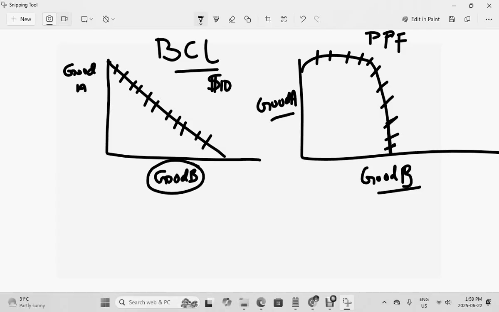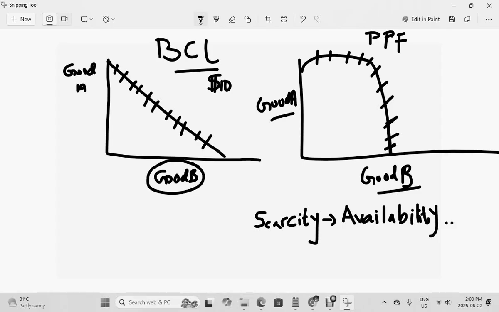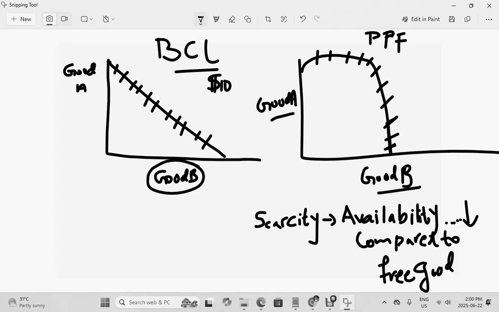So scarcity has to do with the availability of things like raw materials, commodities, metals, and so on and so forth, availability which is not too much compared to a free good. All right, so that would be scarcity.